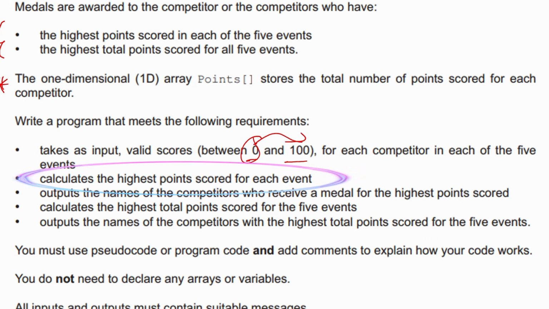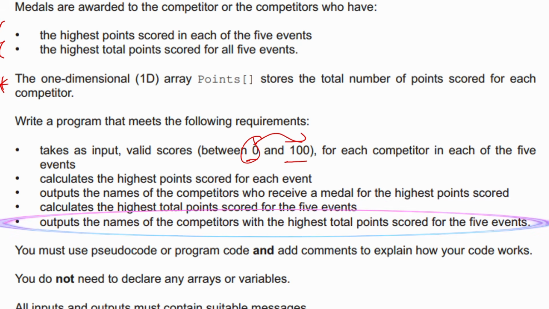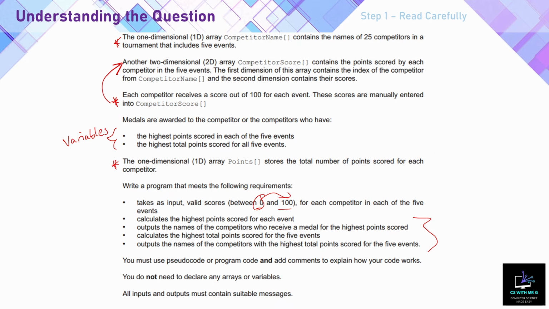It calculates the highest points scored for each event. So again, we need to keep a total, and then it outputs the names of the competitors who receive a medal for the highest points scored. It will also calculate the highest total points scored for the 5 events, and then gives us the names of the competitors with the highest total points scored for those 5 events. These requirements will require some higher problem solving skills, but let's just take our time, break it down and go one step at a time.